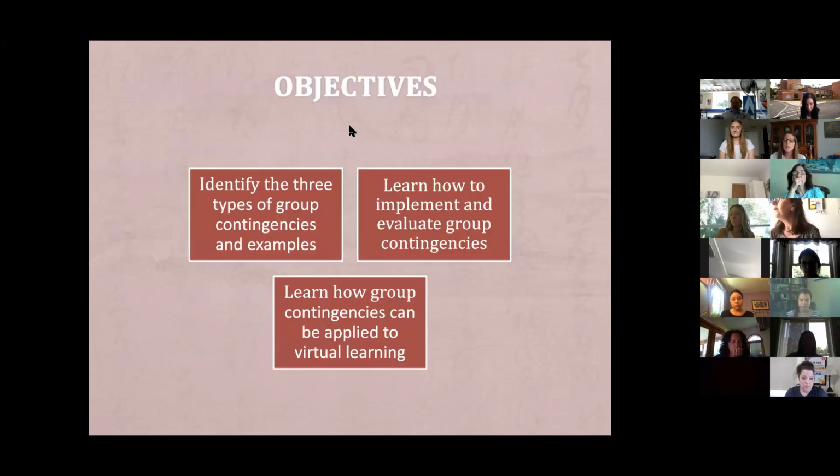Hopefully today you are going to be able to leave knowing these three objectives: identifying three different types of group contingencies, learning how to implement a group contingency, as well as evaluating the contingency. And then since we're in this whole new virtual era of learning right now, how you can apply these group contingencies to virtual learning.